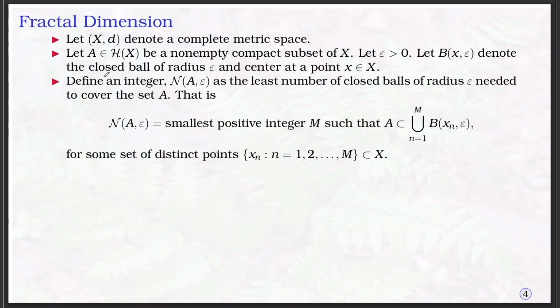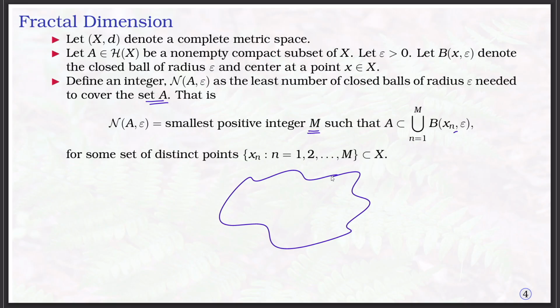Then define an integer N of A comma epsilon as the least number of closed balls of radius epsilon needed to cover the set A. That is, N of A equals the smallest positive integer m such that A must be contained in the union of these m closed balls, for some set of distinct points x_n belonging to X, a subset of X.